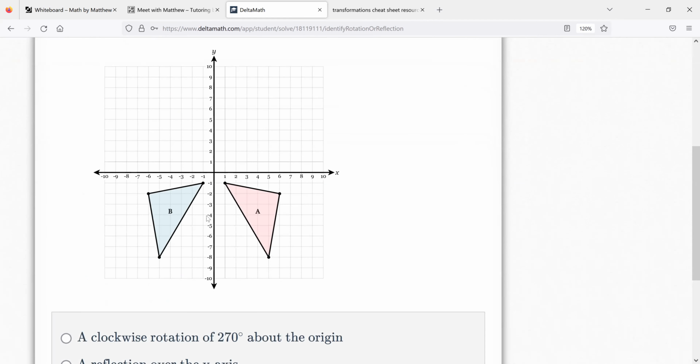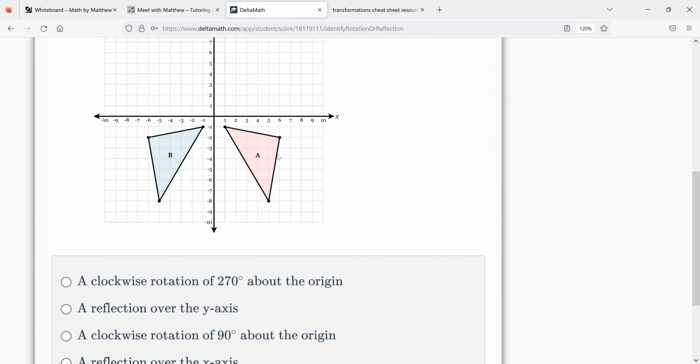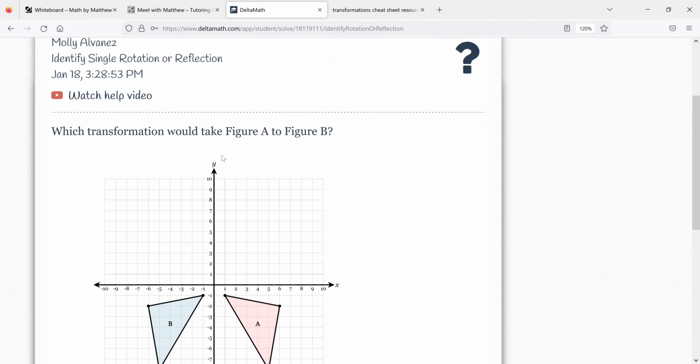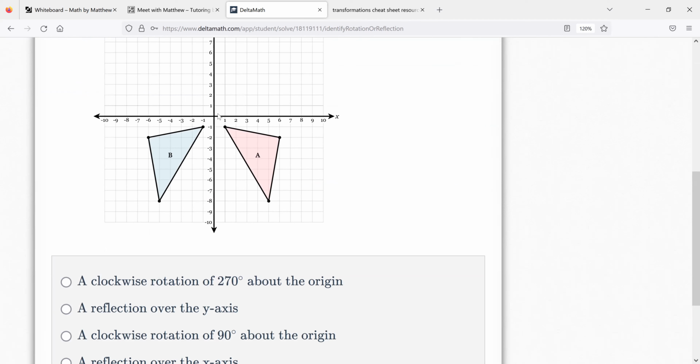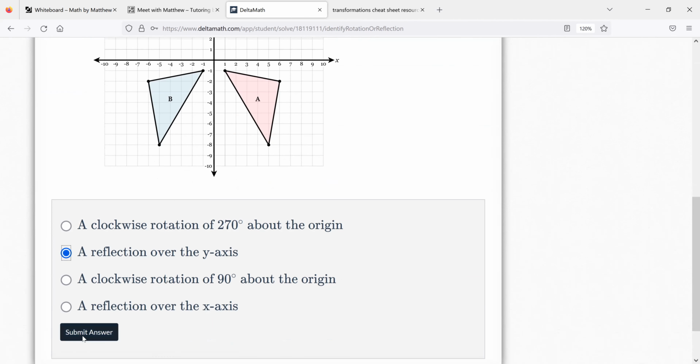Okay, first ask yourself, is this a reflection? Is it from A to B? Make sure it's A to B. Yeah, it's A to B. Is it a reflection over the y-axis? Yes. Sure looks like it.